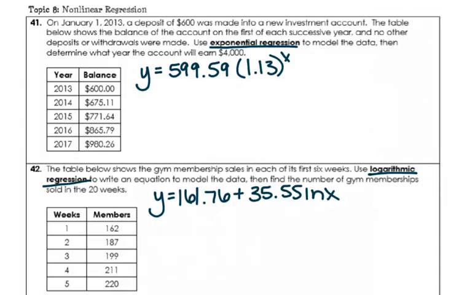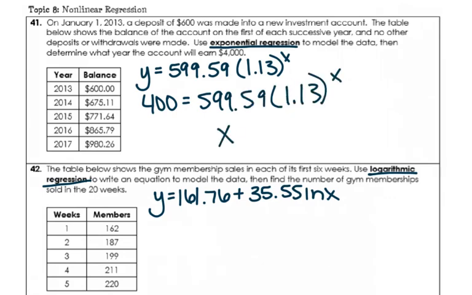The last thing we did was nonlinear regression. So you should already know how to do these calculator steps. So for number 41, this is what you should get for the model. And then we just read the problem, and it wants us to do this. And then you would solve. When you solve, you should get 15.53 or 16 years.